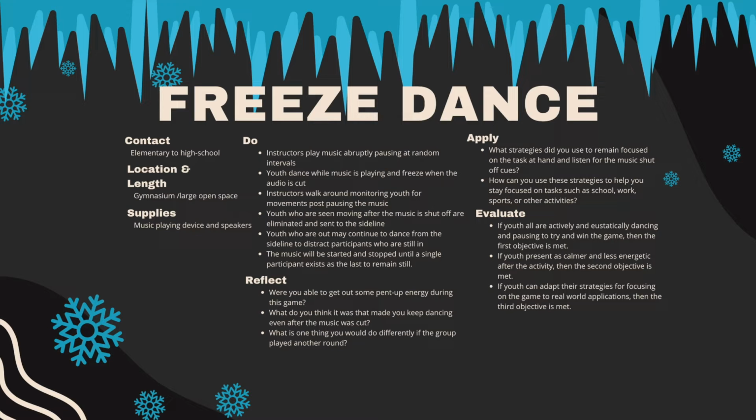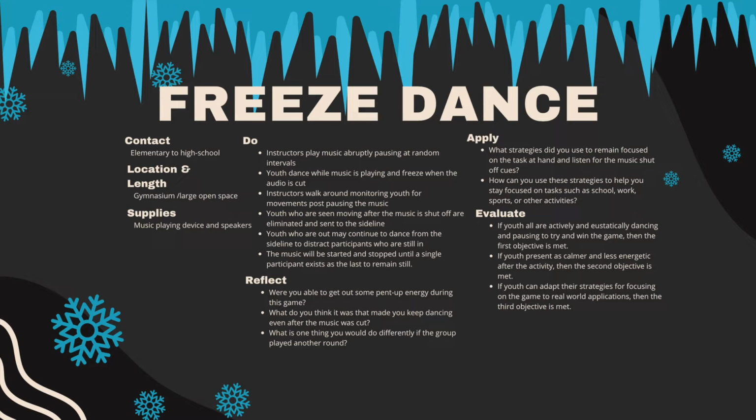For this game, the instructor will play music and abruptly pause at random intervals. The youth will dance while the music is playing and freeze when the audio is cut. Instructors will walk around the room monitoring youth for movements that have happened after the music has been paused. Youth that are seen moving after the music is shut off are eliminated from this and sent to the sideline.